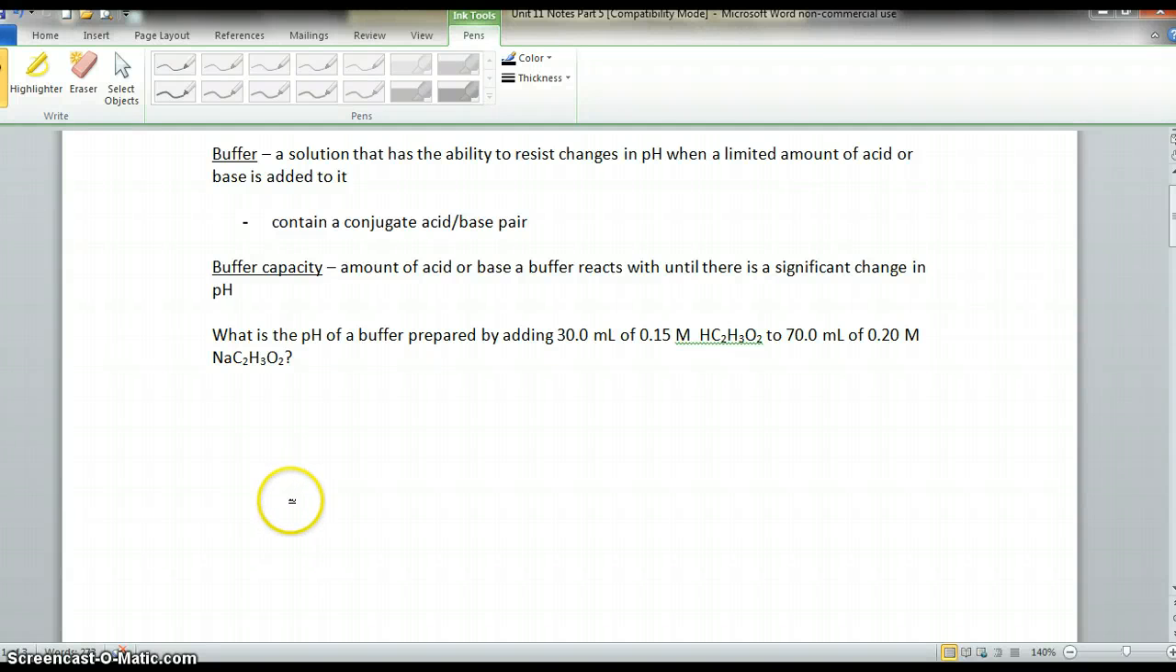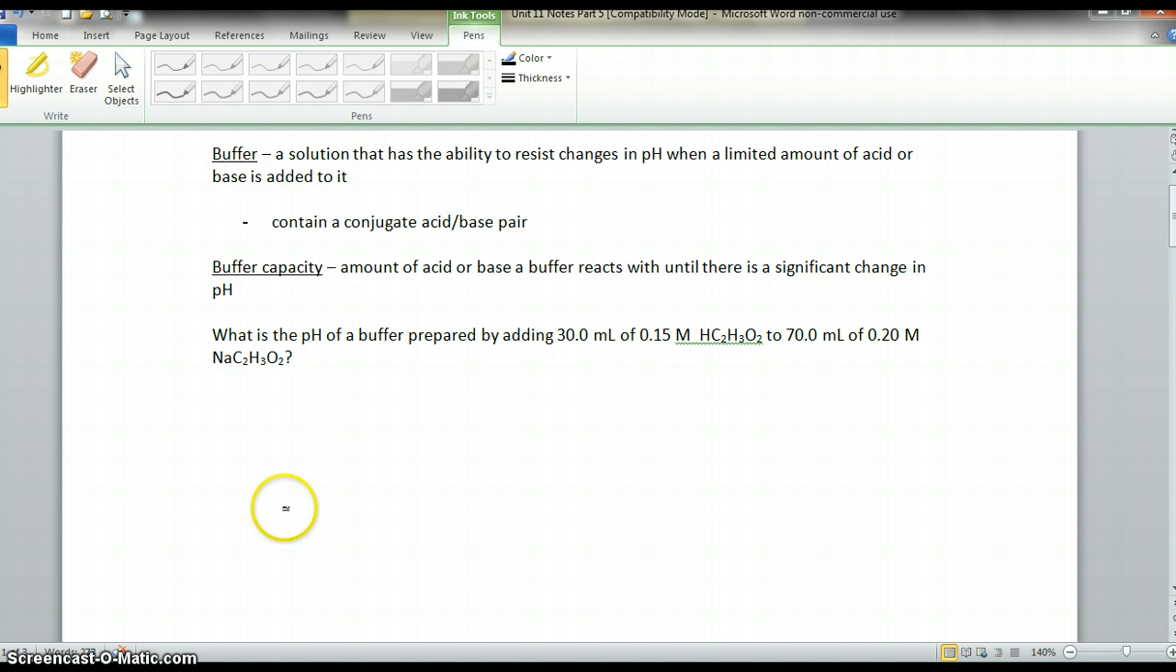Unit 11 Notes Part 5 covered two really big topics in acid-base chemistry. The first one being buffers. A buffer is any solution that can resist the change in pH when a limited amount of acid or base is added to it. The way that it does this is a conjugate acid-base pair is present in the solution.